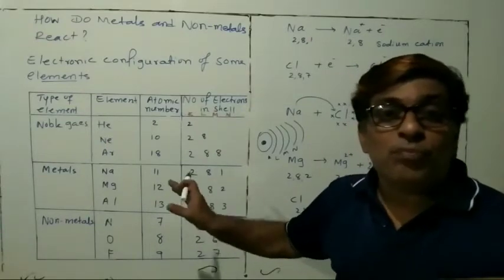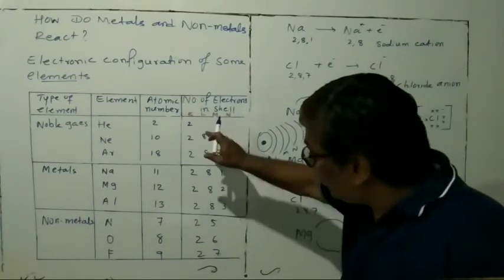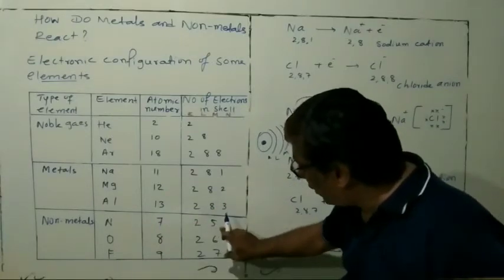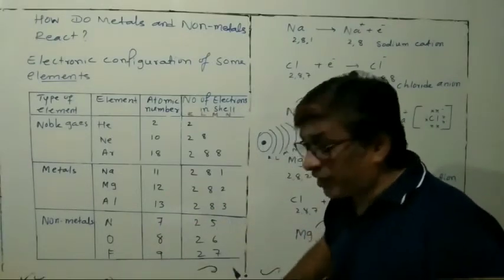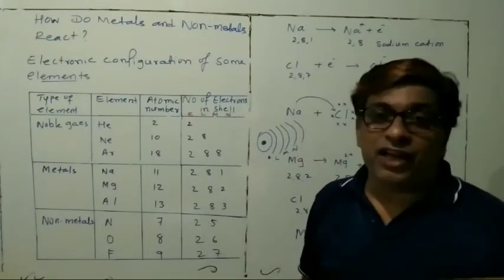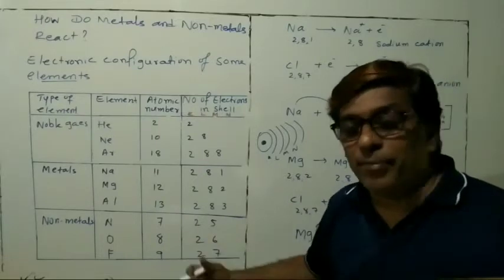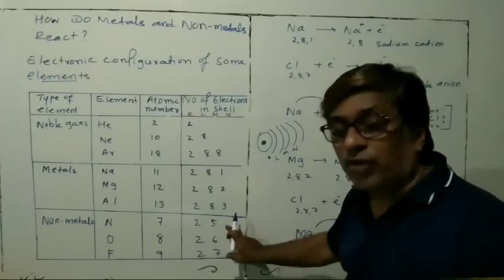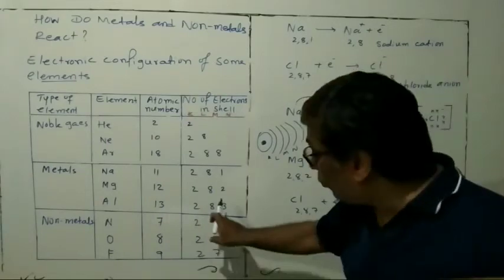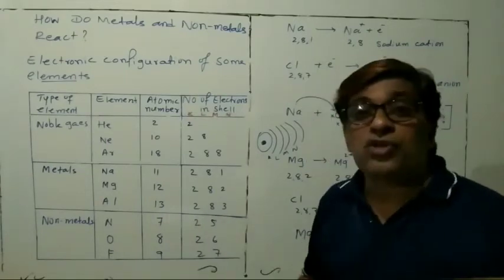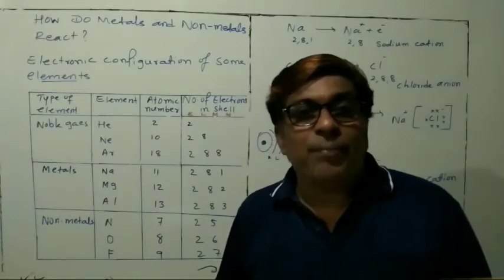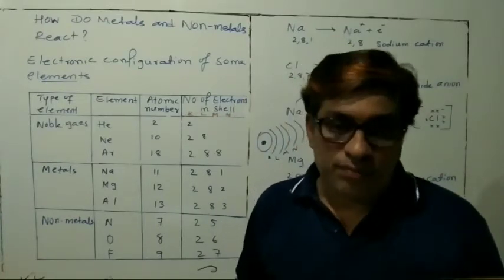They lose their electrons and become positive ions. Now you see the non-metals. Here the outermost orbit has 5, 6, 7 electrons. So they have to gain electrons, and they become negative ions. In this way, they will balance the valence shell.